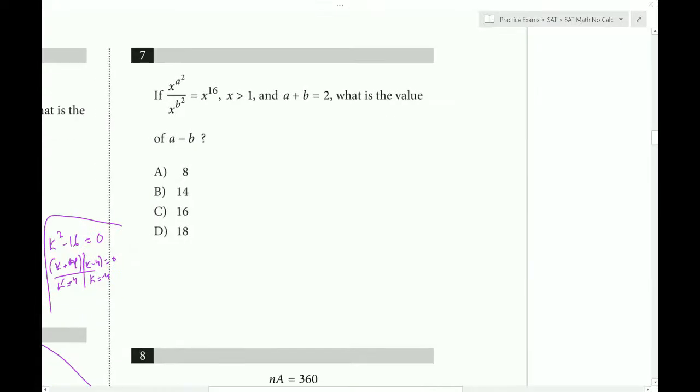Question 7. Okay, so right away I know I'm going to need to use my exponent rule 2, which is my subtraction rule here. So I would subtract the exponents. Okay, I could rewrite it like that. And then I could just set the exponents equal to each other.